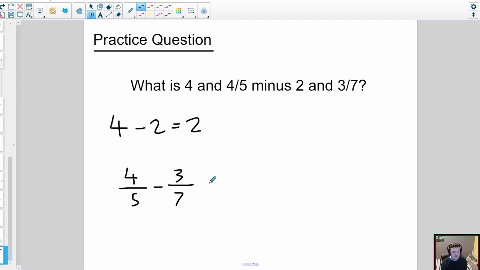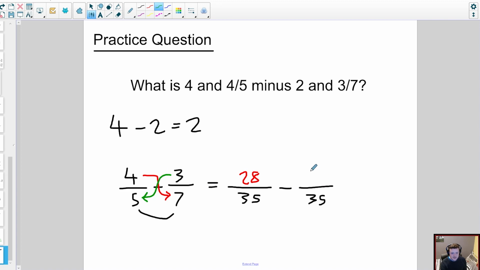Okay, so 5 7s is 35. So we're going to end up with 2 fractions out of 35. Then 4 sevens multiplied together is 28. And 3 fives multiplied together is 15. 28 take away 15 is 13. So we're going to have 13 out of 35.